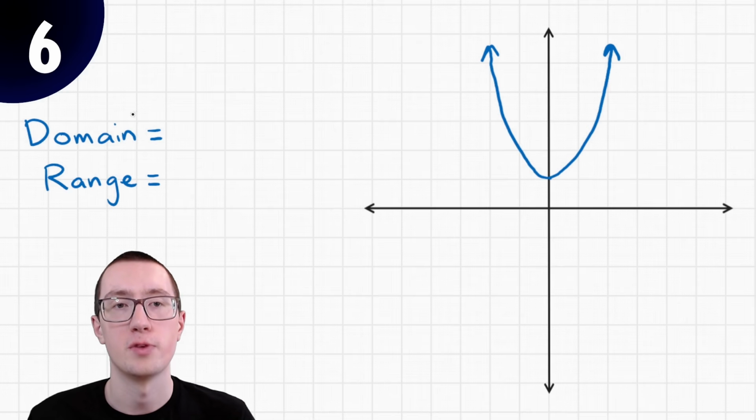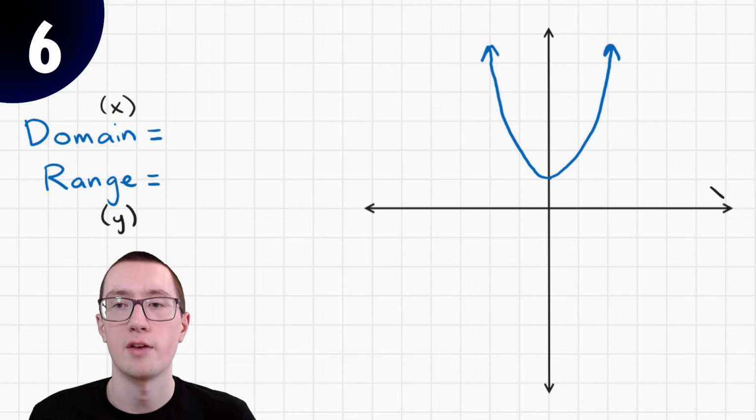Domain is just all of the numbers that you can put in for x. So any numbers that you can put in, possibly, are going to be in the domain. And then the range is the same thing. It's all the numbers that you can possibly put in, but for y. And remember that x is left and right on a graph and y is up and down on a graph. That's important to know.